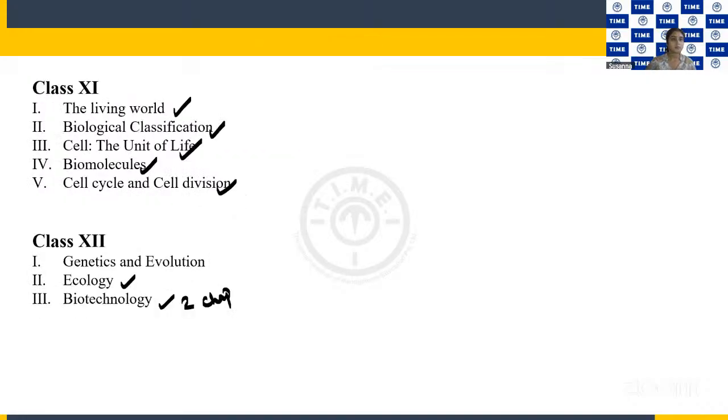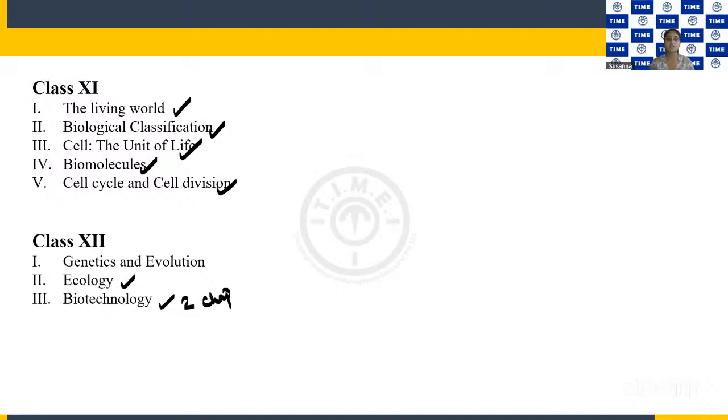Then we have the general topics which I told, which come from both zoology and botany. We cannot say that it belongs to zoology or botany. It doesn't belong to anyone. It's a general biology topic. The living world, biological classification, both these two chapters are from class 11. Then cell, the unit of life, biomolecules, this is also from class 11. Cell cycle and cell division is also from class 11.